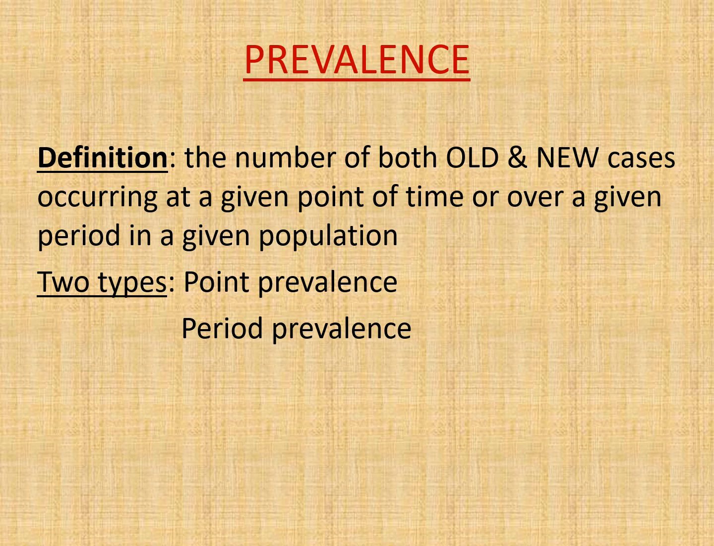Next is prevalence. By definition, prevalence means the number of both old and new cases occurring at a given point of time or over a given period in a given population. There are two subtypes of prevalence. These are point prevalence and period prevalence.